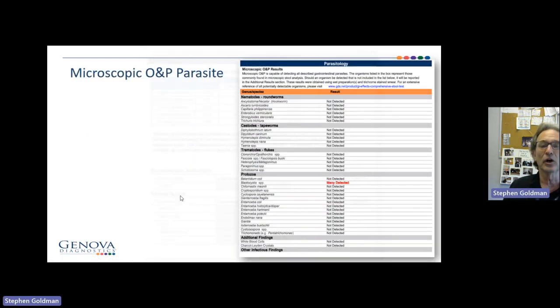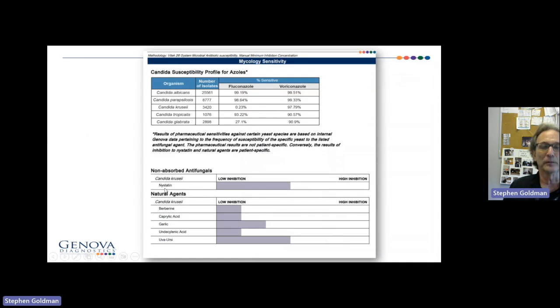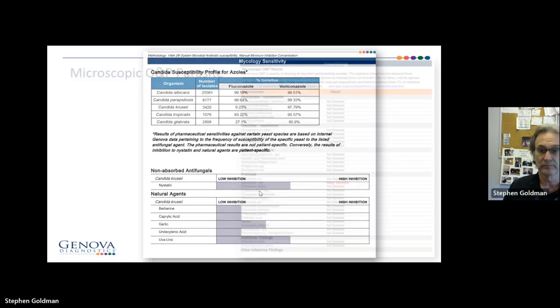But we do this low and high for the non-absorbable antifungals. The nystatin worked rather well. You see the berberine, caprylic acid, undecylenic acid, not so well. Garlic better, but the uva ursi seemed the best along with the nystatin for these natural agents.